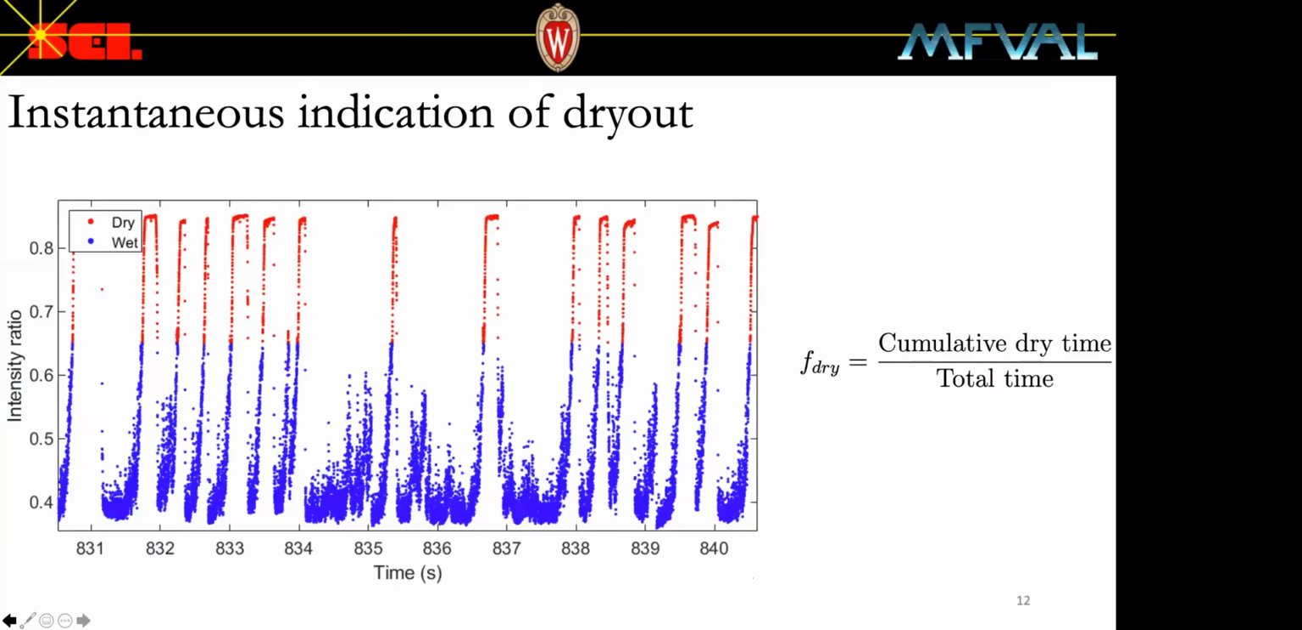With this instantaneous indication of wet or dry conditions, a temporally averaged dry time fraction, F sub dry, can be calculated using the cumulative dry time divided by the total time. The extent of individual dryout events, as well as the time between dryout events, is also easily recorded using this intensity ratio signal.